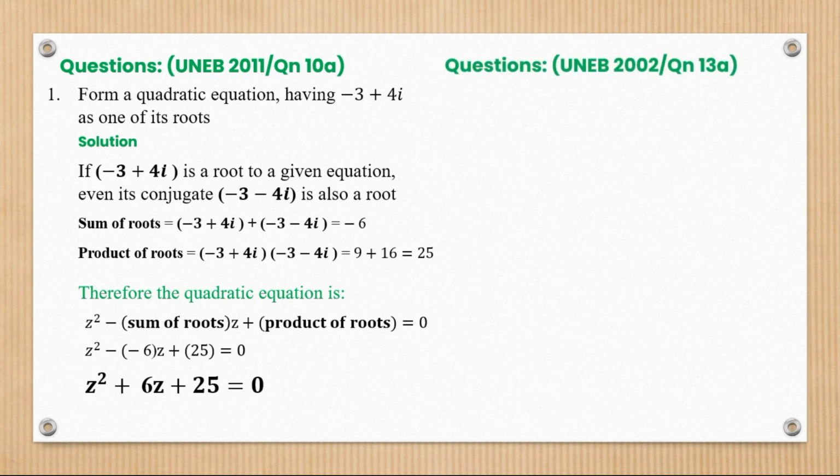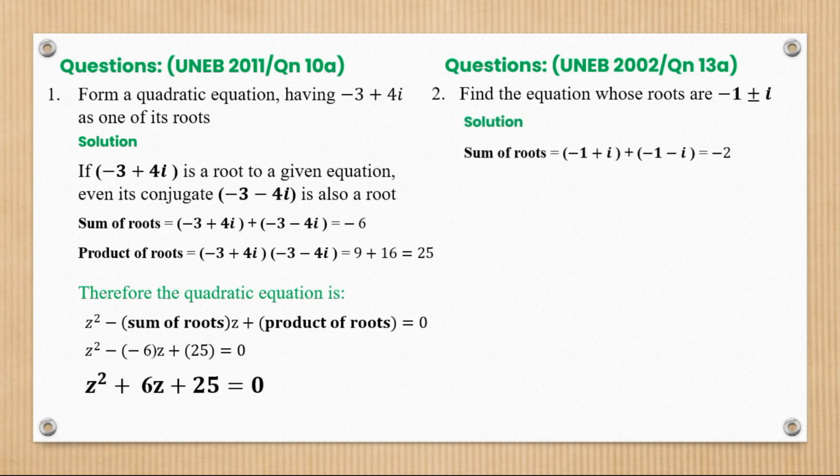Let's look at number 2 from UNEB 2002, and this was question number 13a. We're being asked to find the equation whose roots are -1 plus or minus i. Here we've already been shown that these two conjugates are the roots of the quadratic equation, so you can just find the sum of the roots. For the sum, we have -1 plus i plus -1 minus i, so we get the answer as -2.